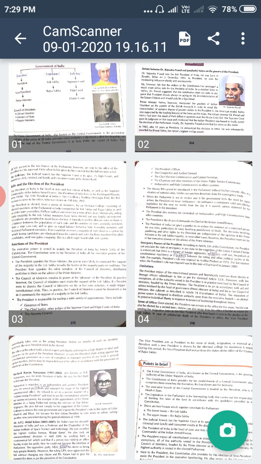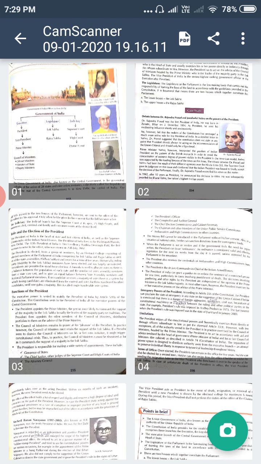If the parliament is not in session, then the president can issue ordinances. Ordinances means orders. The president also receives the credentials of ambassadors. Credentials means you can say experiences of ambassadors and high commissioners from other countries. He is the commander-in-chief of the Indian Armed Forces. He can even grant a pardon or reduce the sentence of a convicted person.